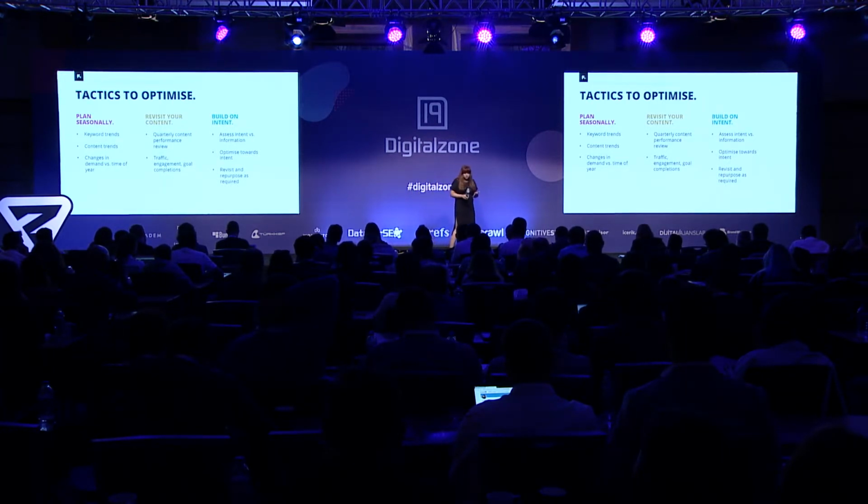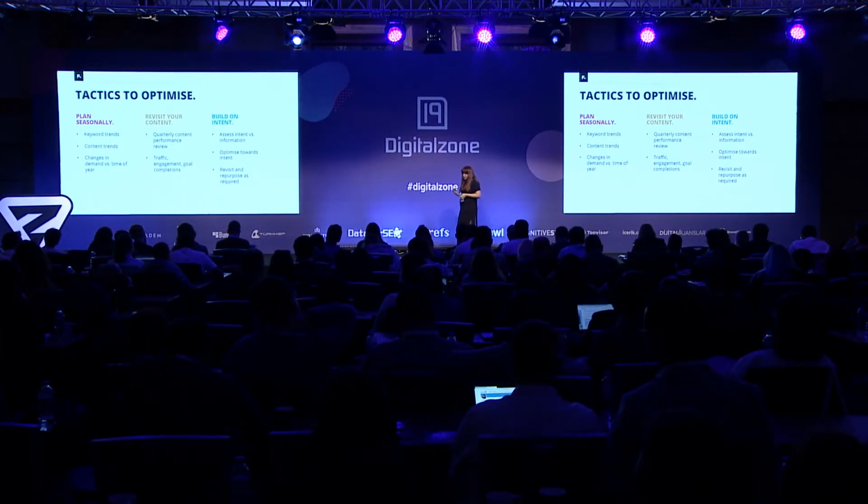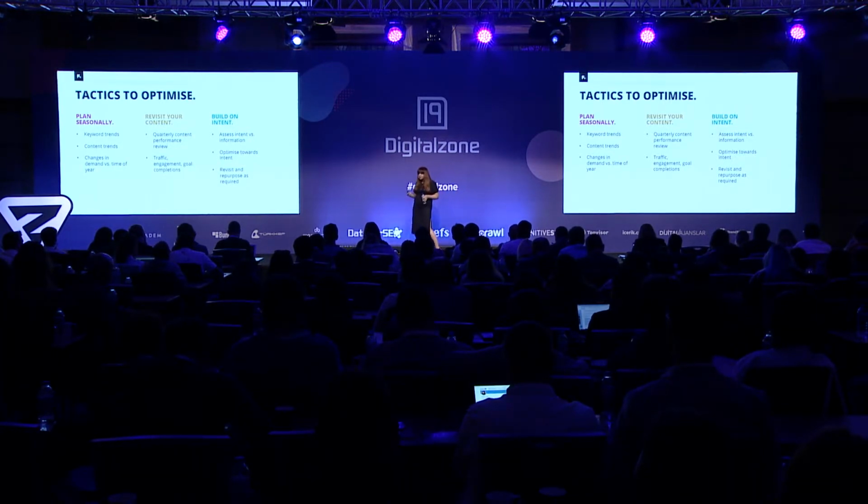So again, we use social listening and we look at content trends that we see for frequency of posting, and then we look at that change in demand against the time of year as a baseline. We also revisit our content quarterly. We do a performance review where we audit and edit. And we track how our traffic, engagement, and goal completions have changed as well. Like, how do our goal completions against a certain piece of content vary in June compared to in September?